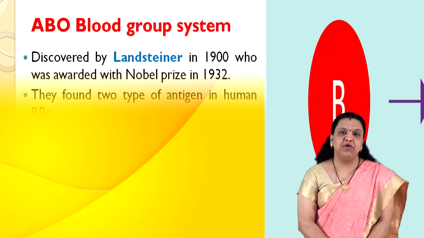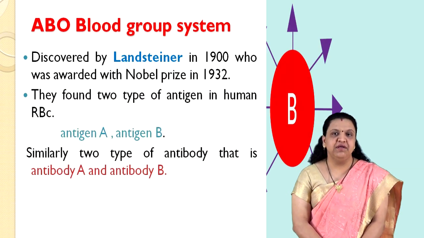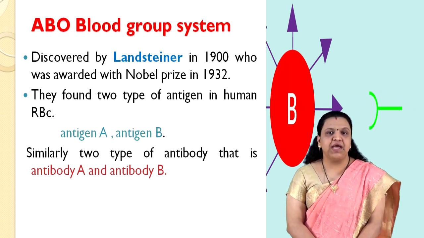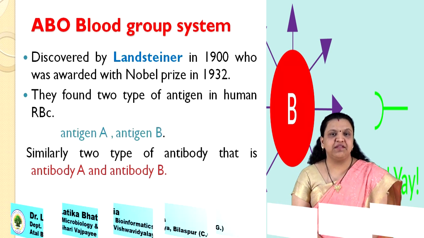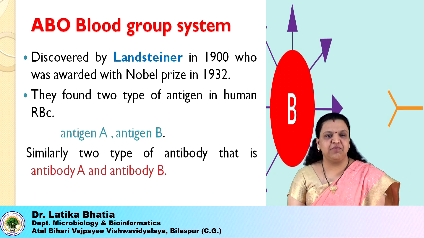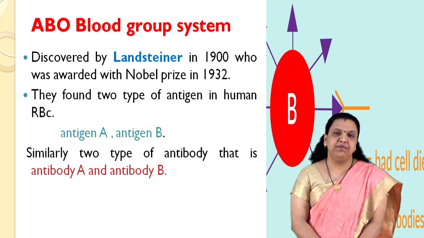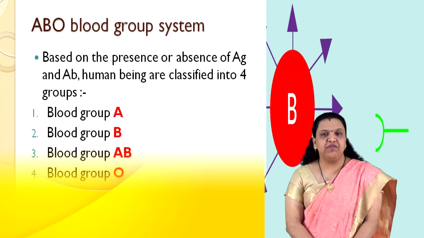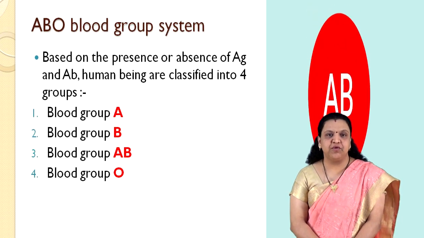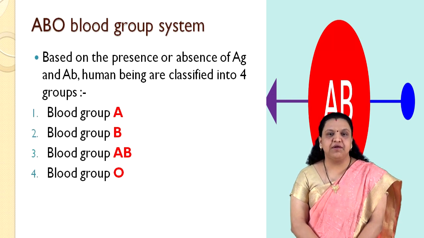When we talk about the ABO blood group system, the ABO blood group was discovered by Landsteiner in 1900, who was awarded the Nobel Prize in 1932. They found two types of antigen in the human RBC, that is antigen A and antigen B. Similarly, there are two types of antibody present in the blood system, that is antibody A as well as antibody B. Based on the presence or absence of antigen and antibody, humans are classified into the four blood groups: blood group A, blood group B, blood group AB as well as blood group O.